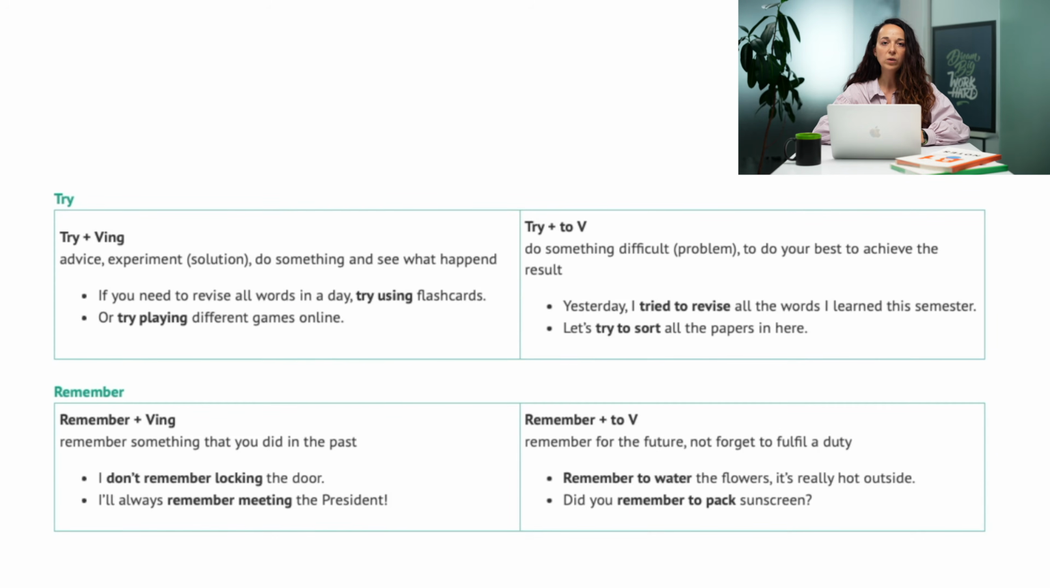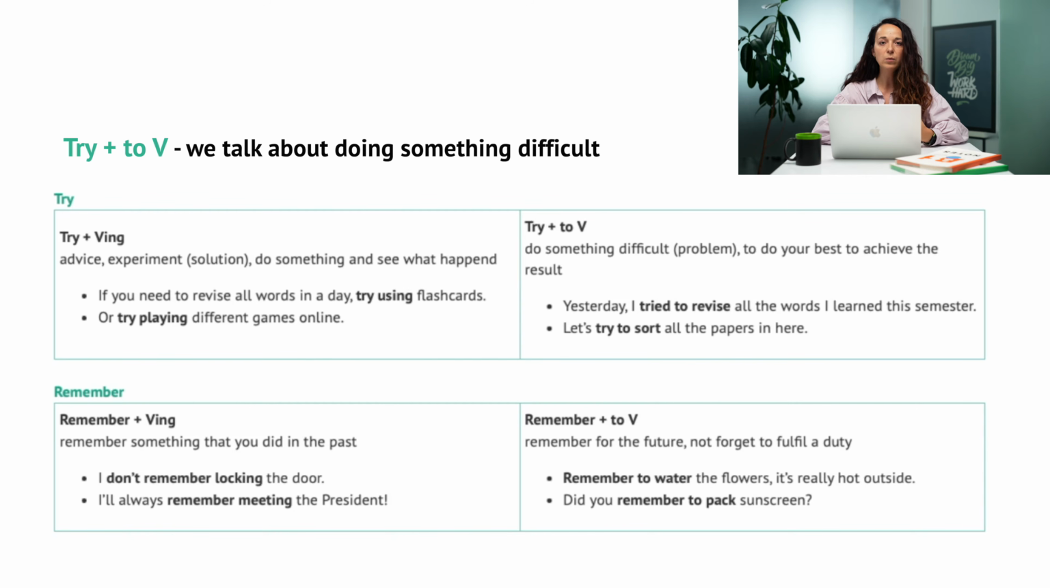Try. When we say try to do something, it means we talk about something difficult. We need to do our best, to try hard and to finally reach our aim. For example, yesterday I tried to revise all the words I learned this semester. It was hard to do. It was my aim. Let's try to sort all the papers in here. Most likely there are way too many papers and we need to sort them, which will take quite a lot of time, and that's our aim.